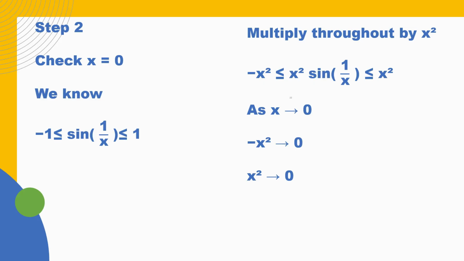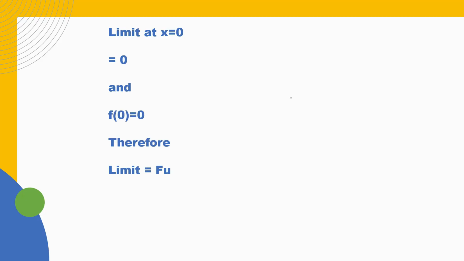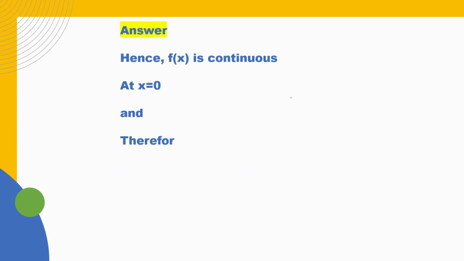Imagine squeezing the middle expression between two walls that are moving closer and closer together. Since both walls finally meet at 0, the middle expression has no choice but to reach 0 as well. This is the entire idea behind the squeeze theorem. The limit at x equals 0 is 0. The function value at 0 is also 0. Since these two values are equal, the function is continuous at 0. And because it is already continuous everywhere else, we conclude that the function is continuous for all real numbers.